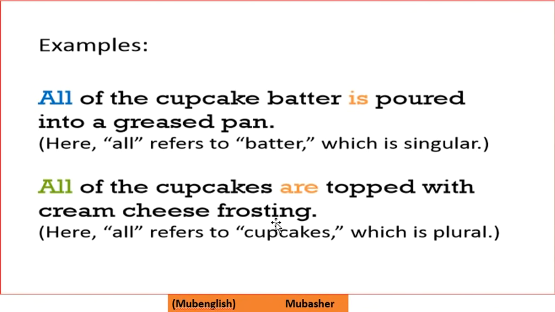Now here we can see it easily. If we say all of the cupcakes is topped, that would be wrong. And if we say all of the cupcake batter are poured, that would be wrong. In both of these cases, in the beginning we are using all, which is an indefinite pronoun, but in one case this all is referring to a singular noun, and in another case this all is referring to a plural noun. So according to its referent we are using a singular or plural verb.